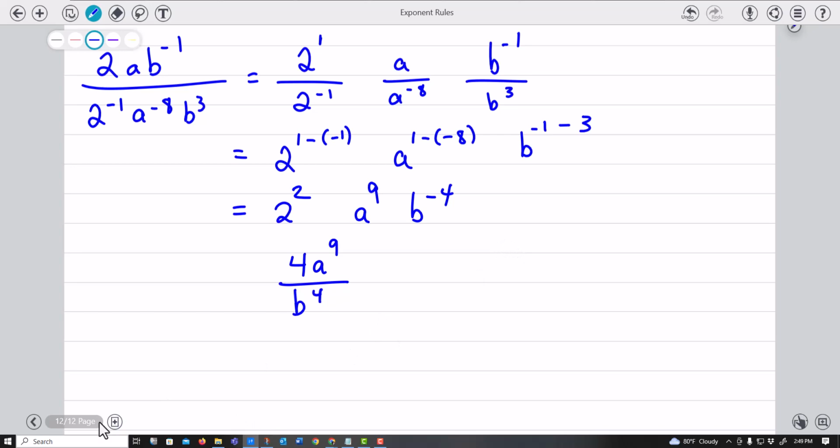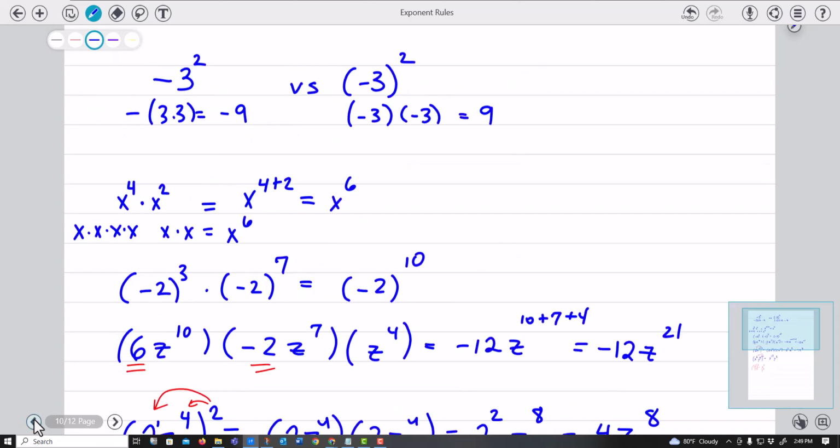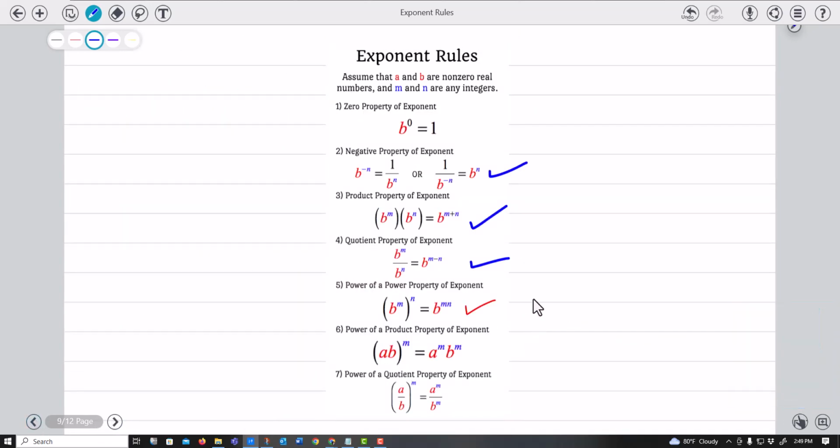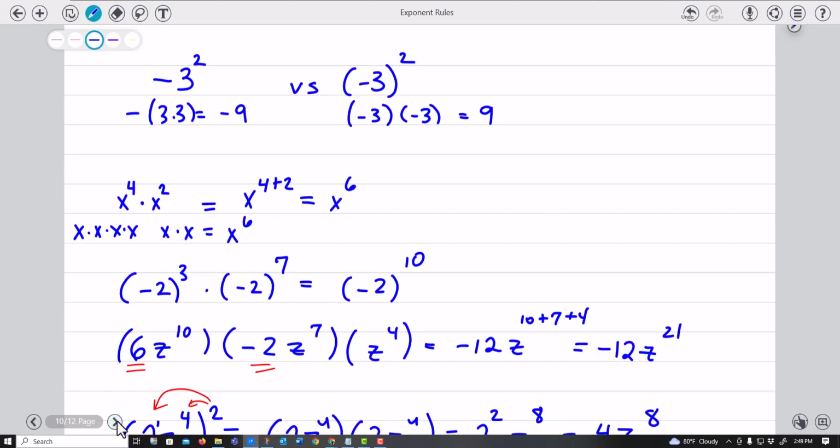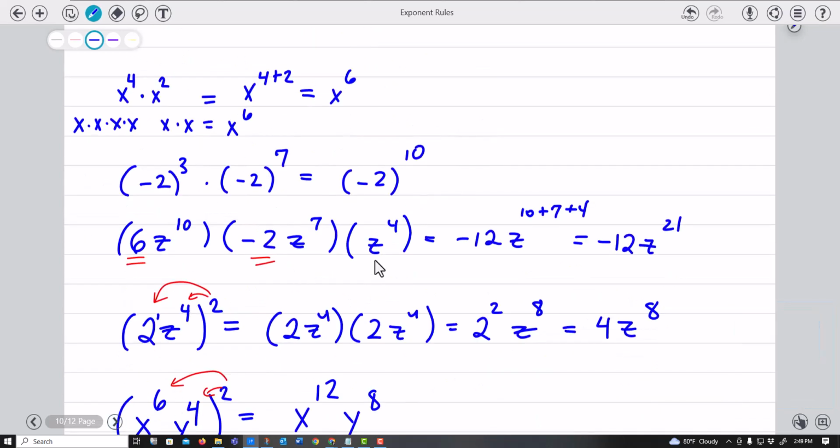So a lot of it is just really getting comfortable with these rules. Once you get these rules down, you'll see that you just go through working these and follow those rules.